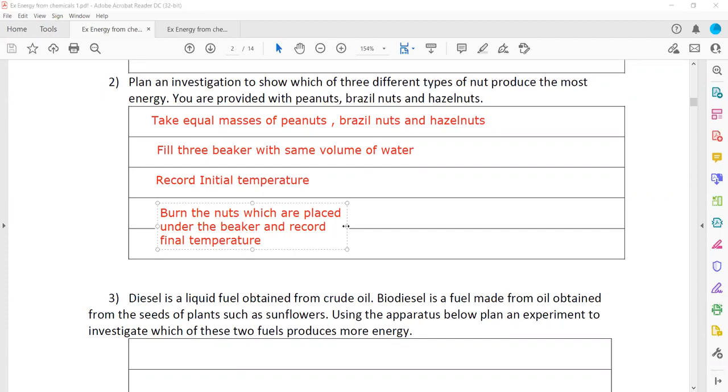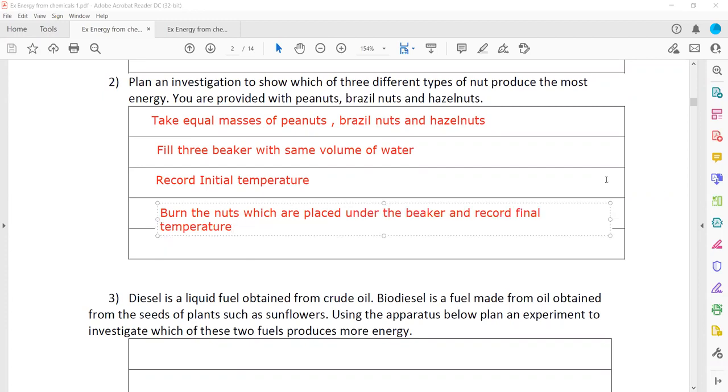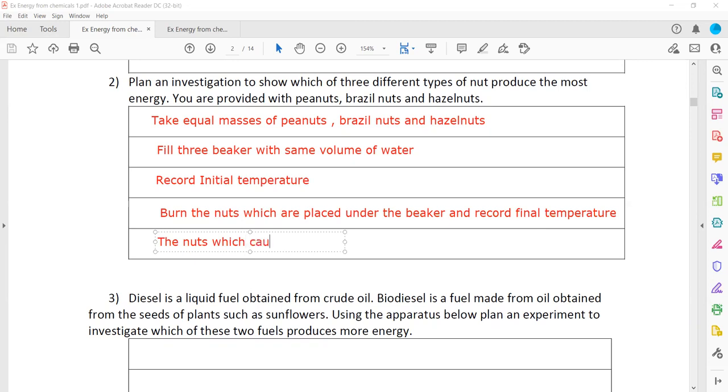And how can we be sure which nut is producing the most energy? The nut which causes the greater change in temperature of water is producing the most energy. So this is how we plan this experiment, that we burn.